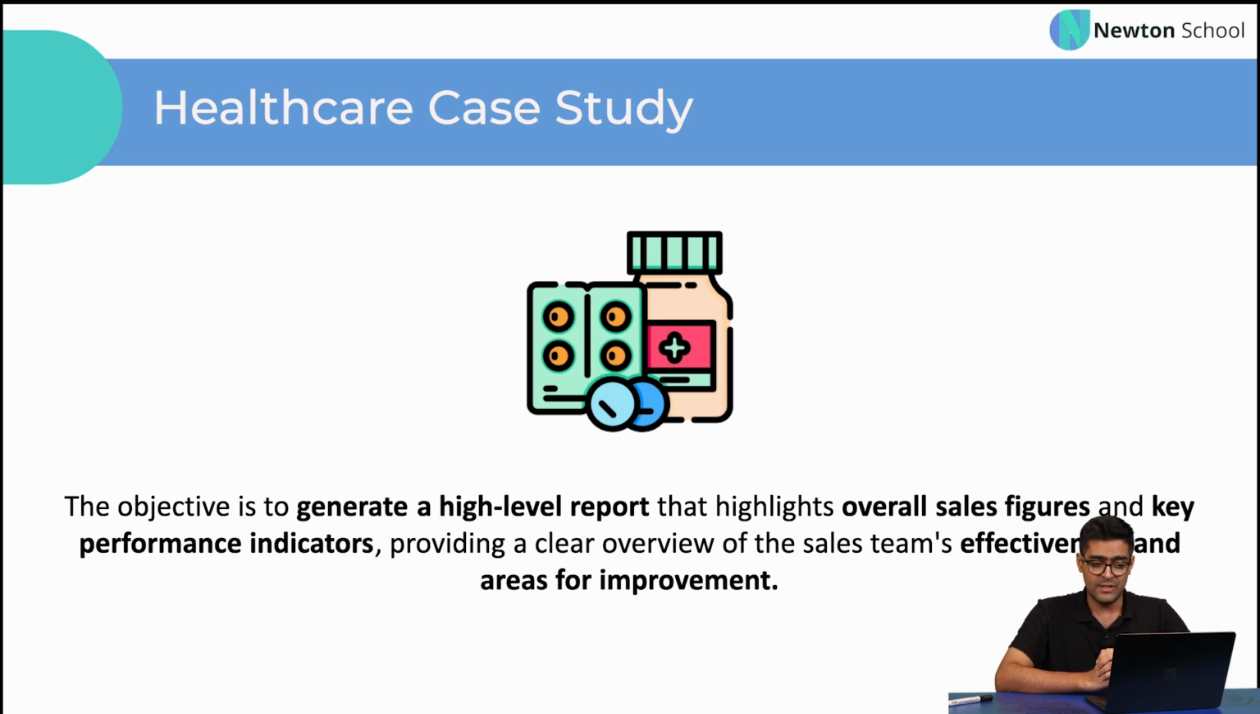The objective is to generate a high-level report that highlights overall sales figures and key performance indicators, also known as KPIs in the industry, providing a clear overview of the sales team effectiveness and areas for improvement. So whatever analysis you do, we want to highlight overall sales figures. So the sales related KPIs will be highlighted, and we should also show an overview of the team's effectiveness and their areas for improvement. So basically, it should be centered around sales and where the sales team are moving now.